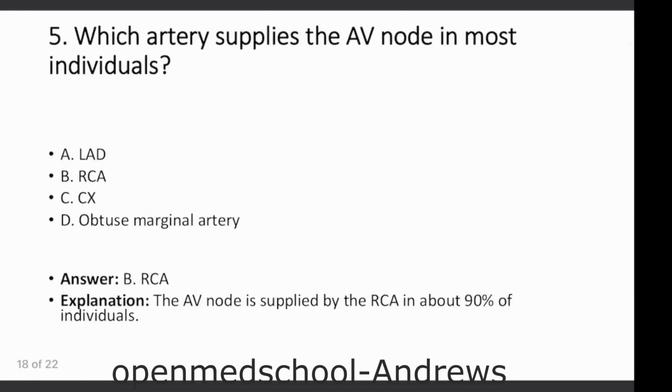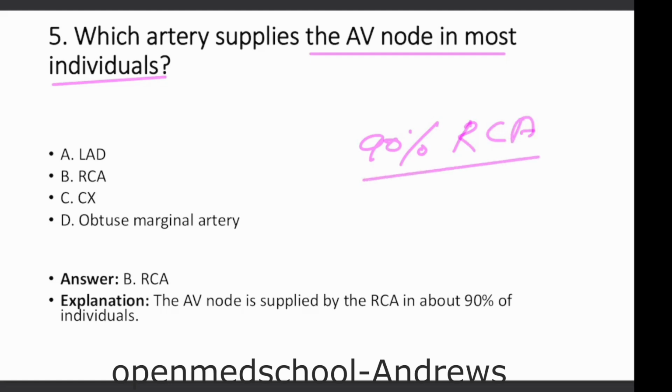Now which artery supplies the AV node? It's an important concept. You should remember which artery. We have already mentioned that in around 90% the right coronary artery supplies the AV node. In 60% of the cases the SA node is supplied by the right coronary. The clinical importance we have discussed is that when the right coronary is blocked, that is in inferior wall myocardial infarction, there is a high chance of development of heart block. Hope this point is clear.